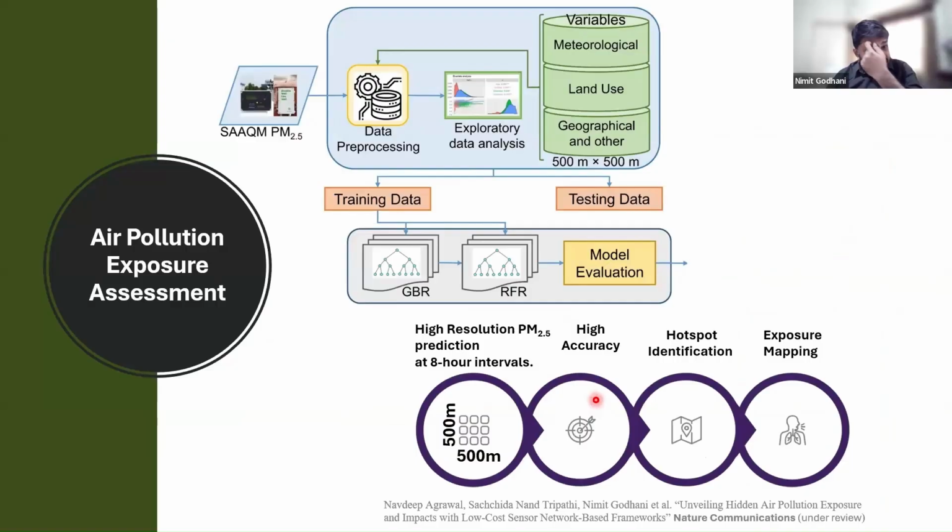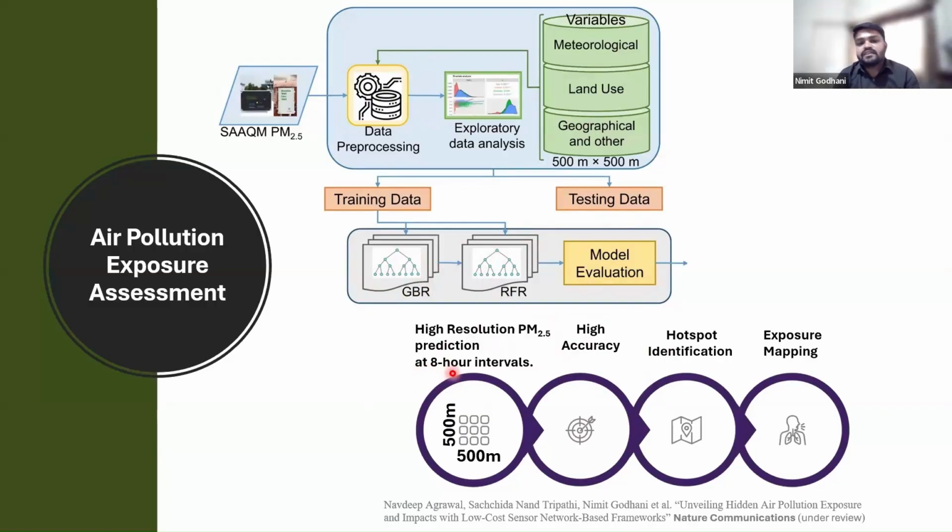Another case study we did is an air pollution exposure assessment. This paper is in communication now. So our PM 2.5 data we are processing. We used 500 by 500 meter grids with 54 different variables, including meteorological variables, land use, land cover, geographical, and other variables. We train and test the data. We use a gradient boosting regression model and random forest. And this gives us a high resolution PM 2.5 prediction at 8 hour intervals.